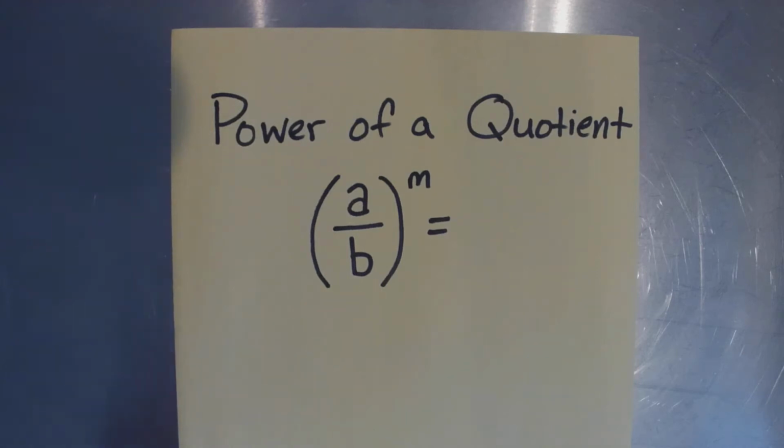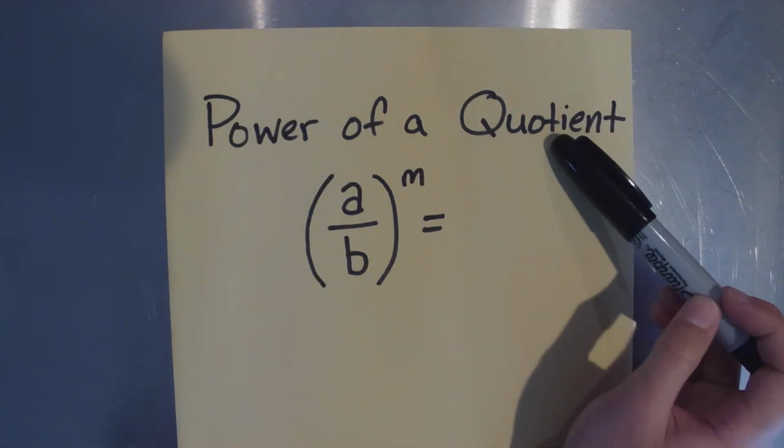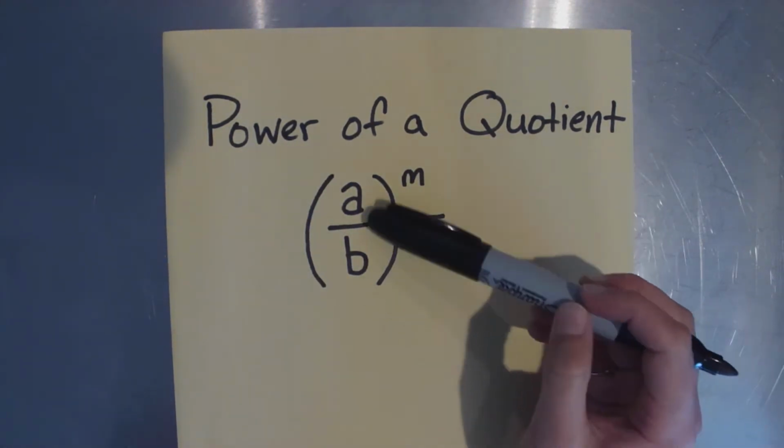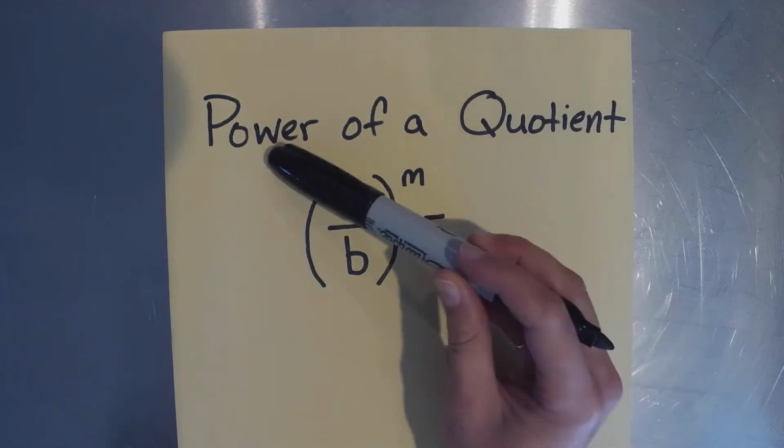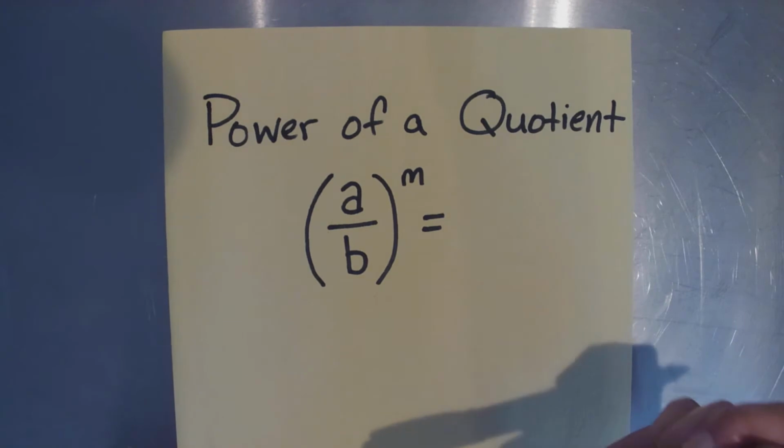Okay, for this video we're going over power of a quotient. So let's think about these words first. Quotient. What is a quotient? Well, a quotient would be a fraction. And then power would be an exponent. So power of a quotient is when we have something like this.